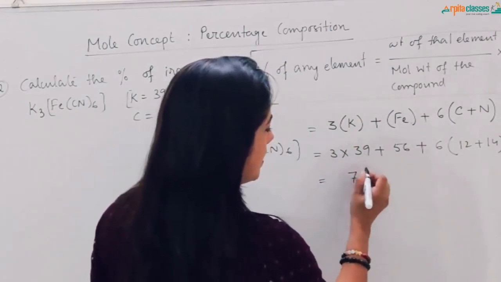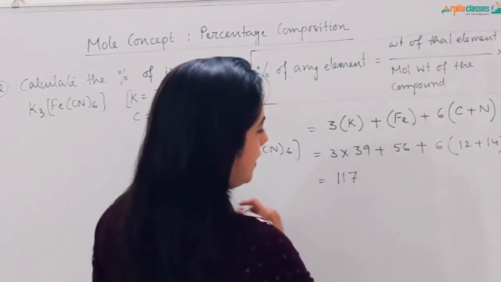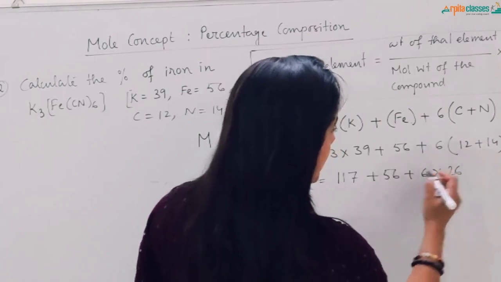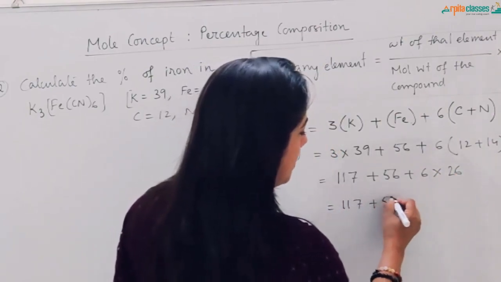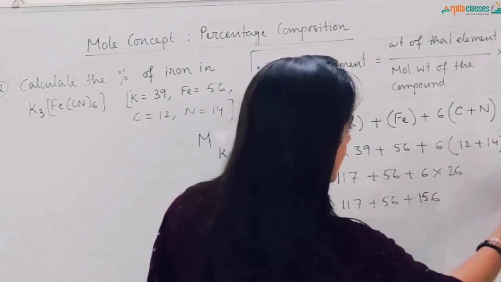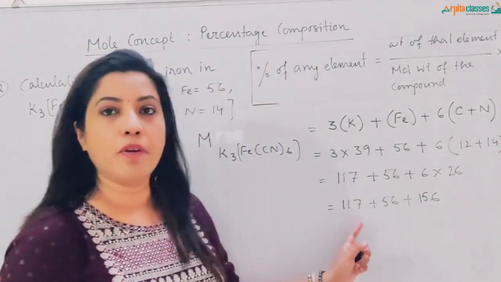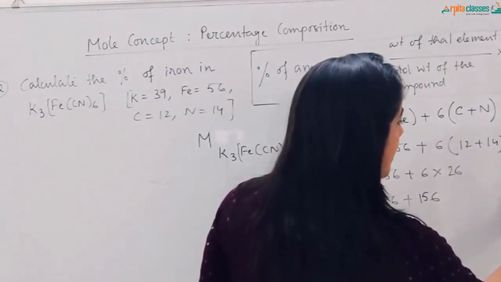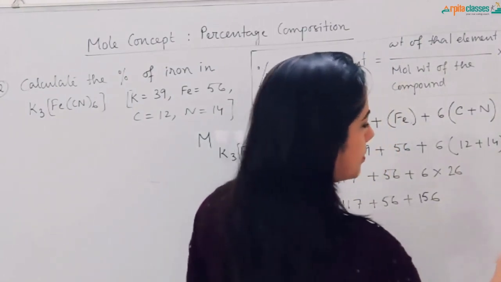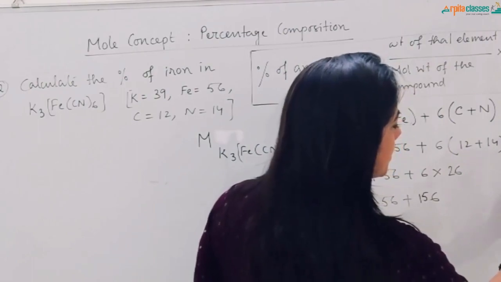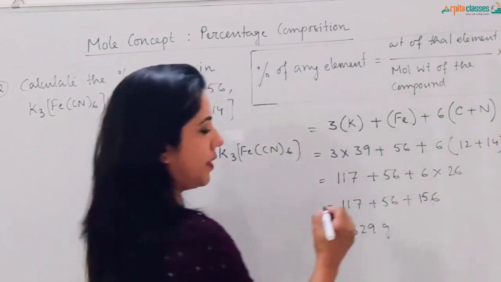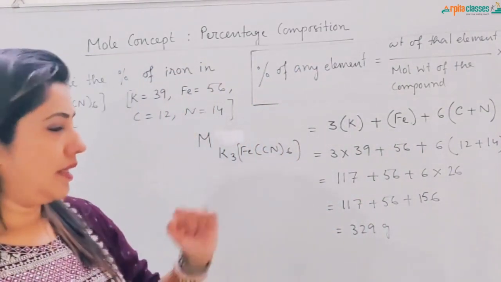So this is 117 plus 56 plus 6 into 26. It comes 117 plus 56 plus 156. Let us calculate this, how much it is coming. We will add all these three, 117, 156 and 56. So it's coming 329 gram. So that is the molecular weight of this compound.